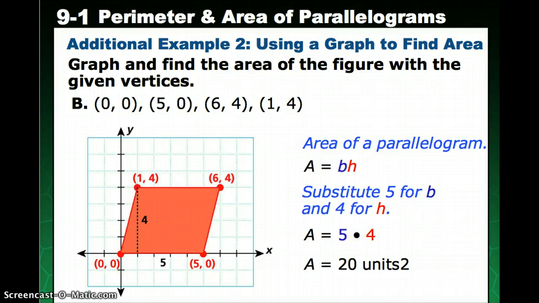Now we will see an example of using a graph to find the area. Remember that the height of a parallelogram is not the length of its slanted side. The height of a figure is always perpendicular to the base.